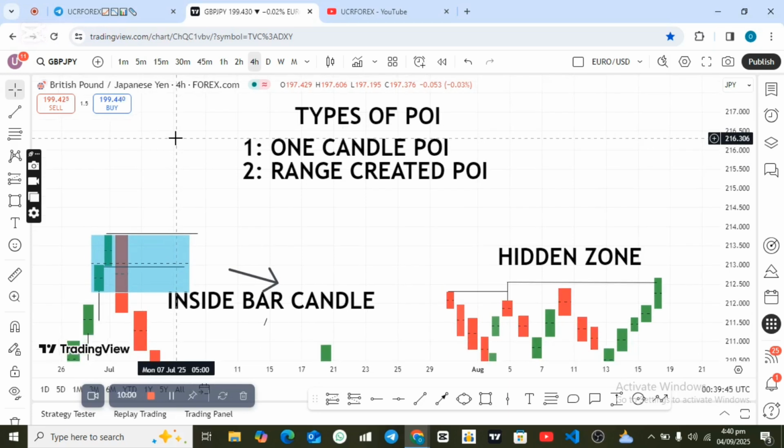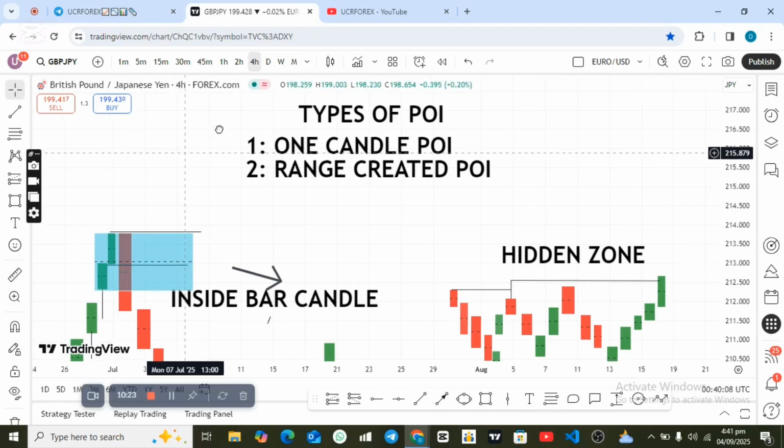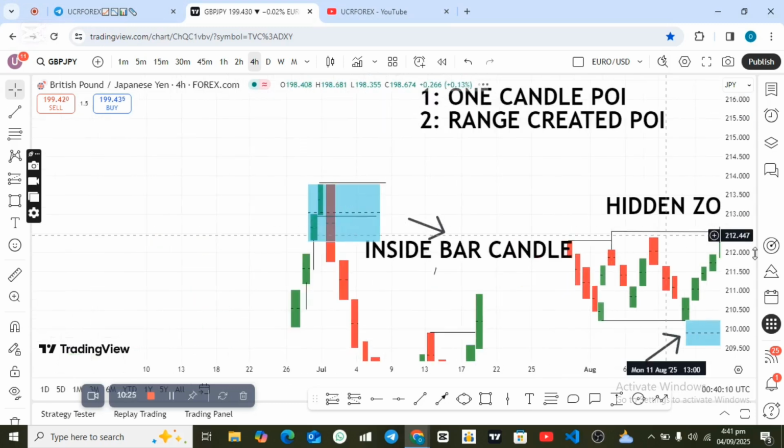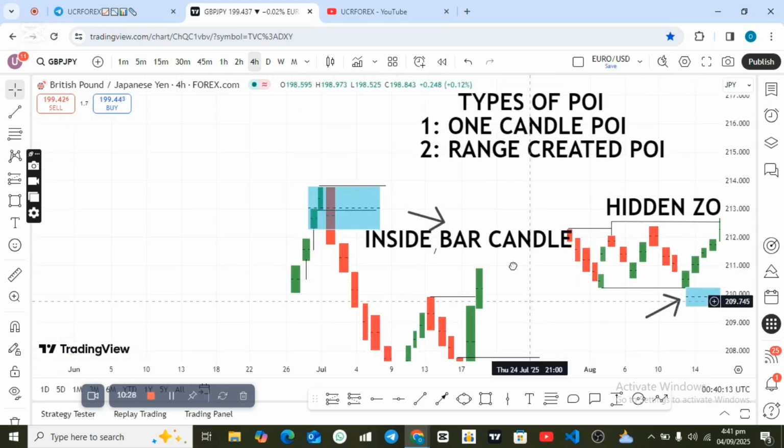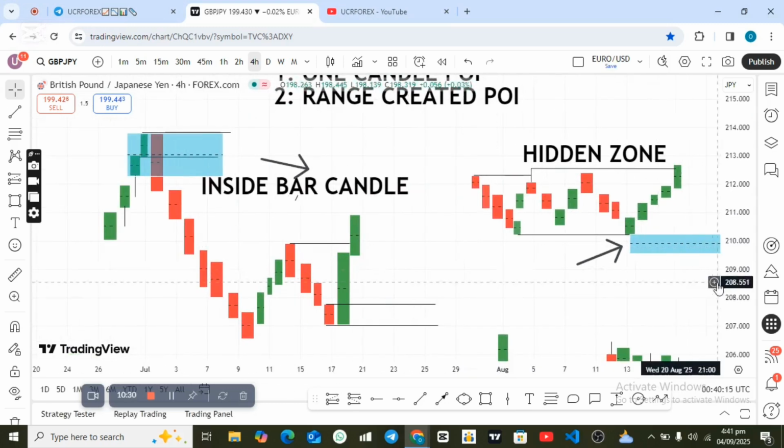We have one candle POI, and we have a range created POI. Now, this range created POI is a POI that I have been marking, since there's a lot of things I've been doing at times. I'll be marking a lot of candles, but I'm about to show you the advanced way of marking a range created POI. Now, when we talk about one candle POI, I'm going to be using these diagrams I've already drawn here. I took out my time to do this diagram for your own good.